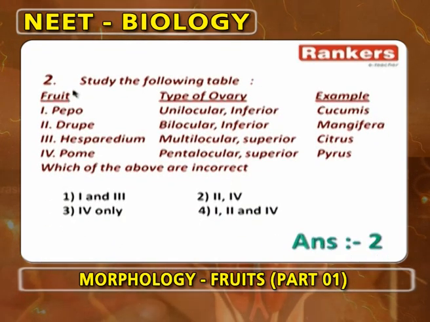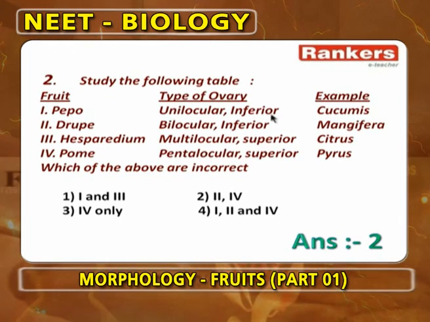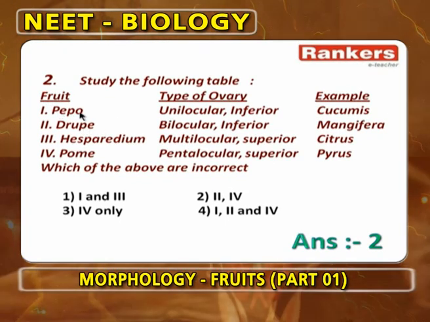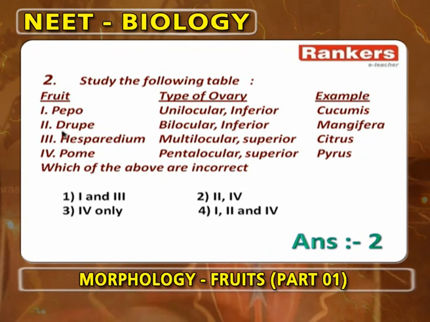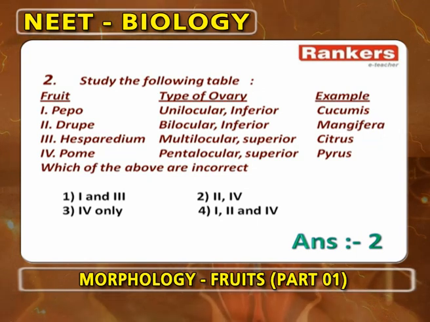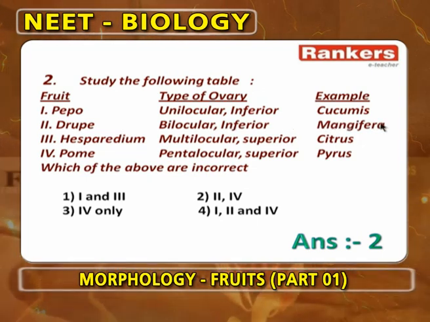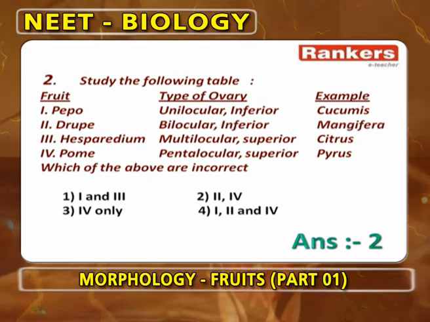Now, study the following table. Pepo, unilocular inferior cucumis. Drupe, bilocular inferior mangifera. Incorrect combinations we have to identify. Pepo, unilocular inferior cucumis is correct. Drupe, bilocular inferior mangifera, it is not inferior, it is superior. You have to remember this.